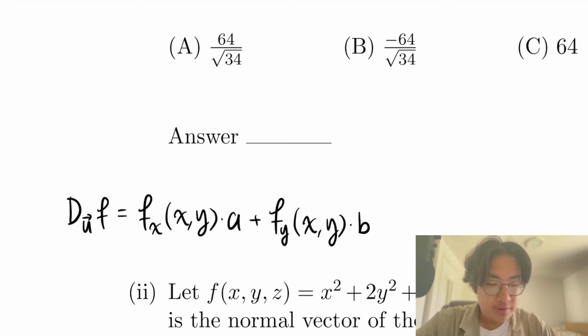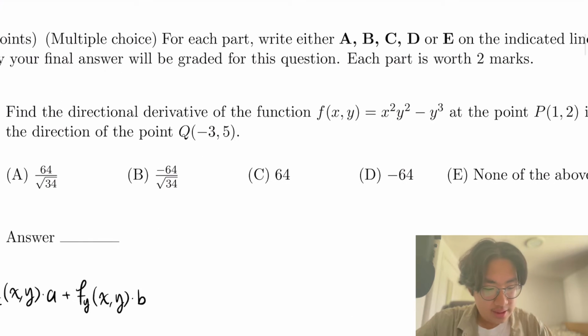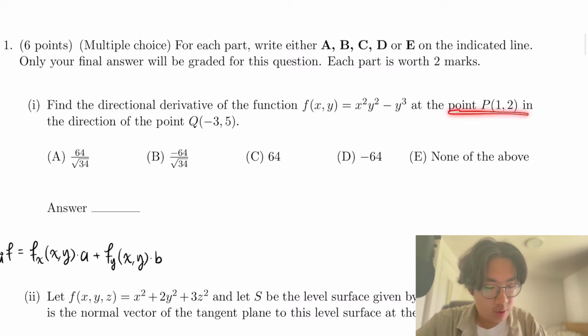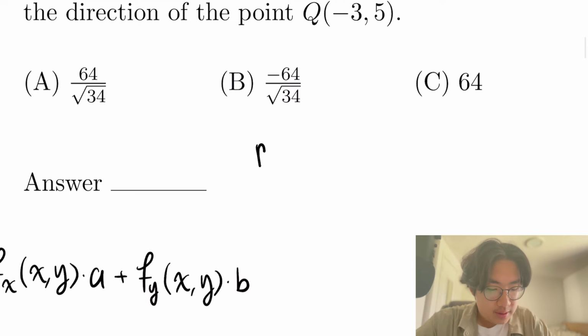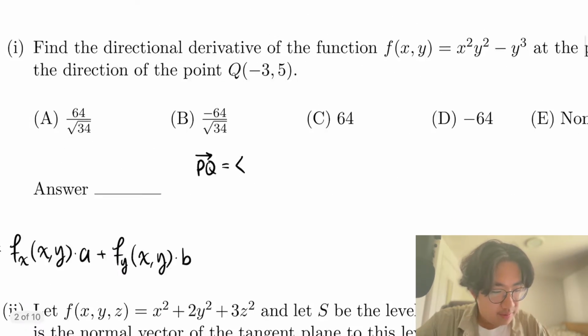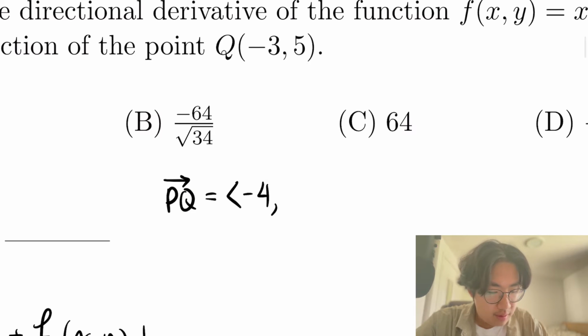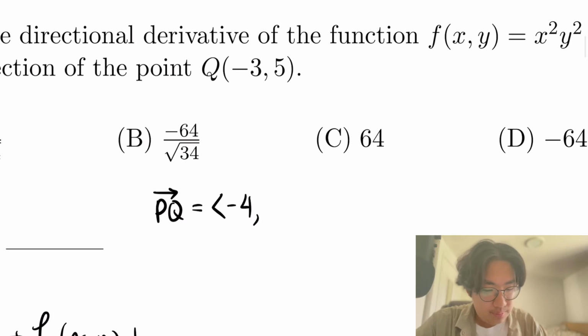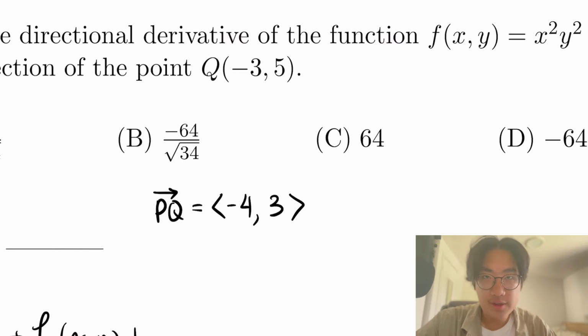So in this question, we need to compute a few things. We need to compute the partial derivatives of f with respect to x and y. We also need to find a unit vector in the corresponding direction of the question. So in this case, we have our points in this direction, so PQ. And again, we can just subtract them component-wise. So we have -3 minus 1, so -4. And then we have 5 minus 2, so 3. Okay, so this is the direction vector that our unit vector has to point in, but of course we have to find the unit vector now.